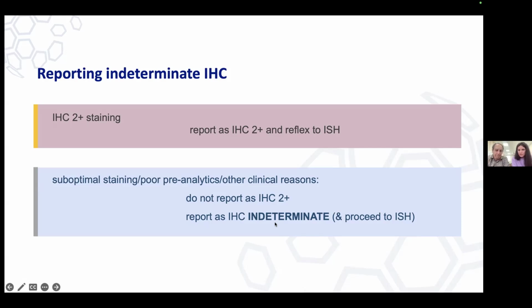Plus, with decalcified specimens, for instance, guidelines like RCPA tell us to reflex to ISH regardless. And if you have 0 expression and your IHC worked, you can't call it HER2 low. If you call it 2 plus and somebody reviews it, they will say, why did you call it 2 plus? There is no staining here. What are you talking about?